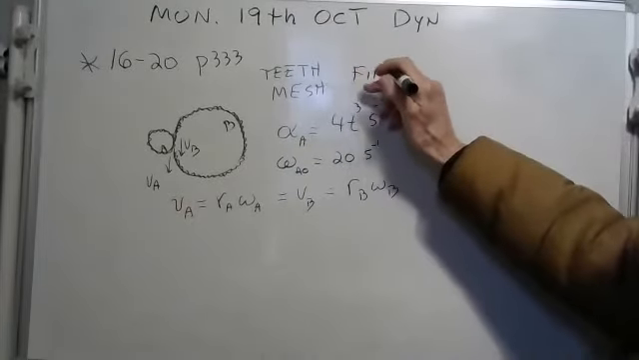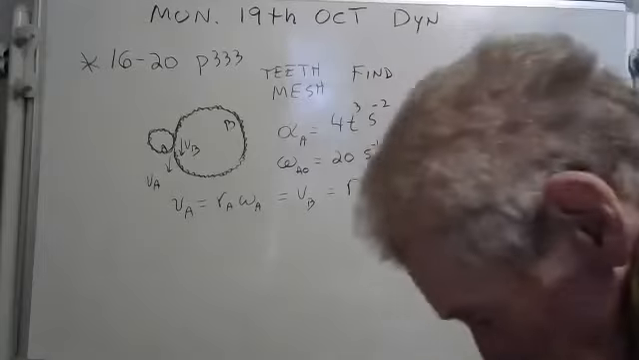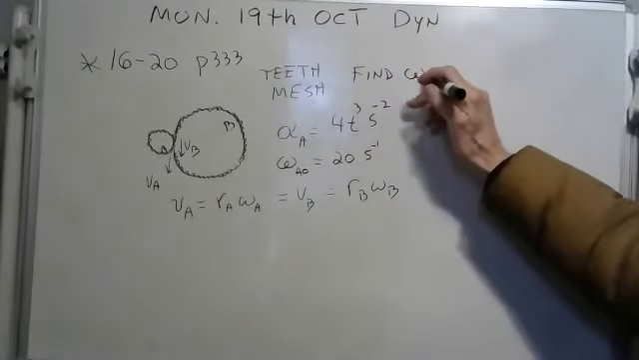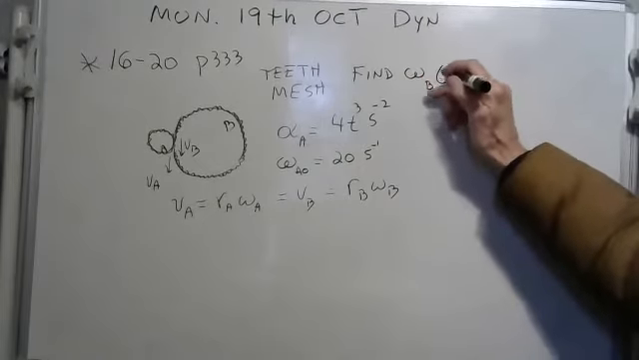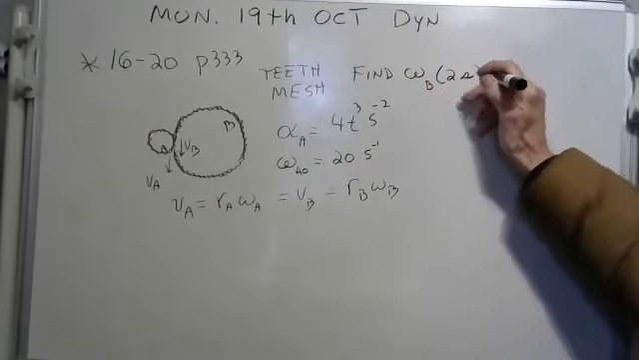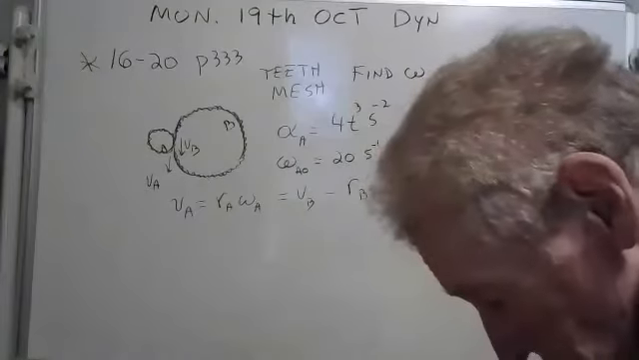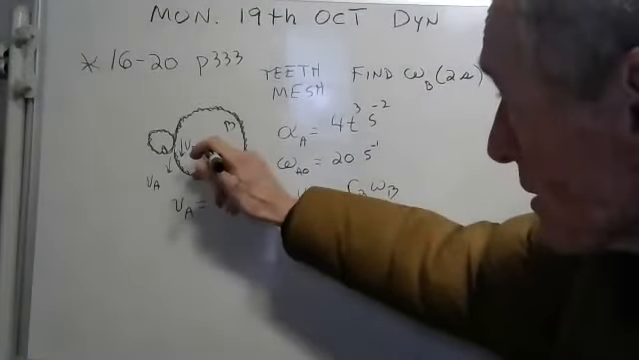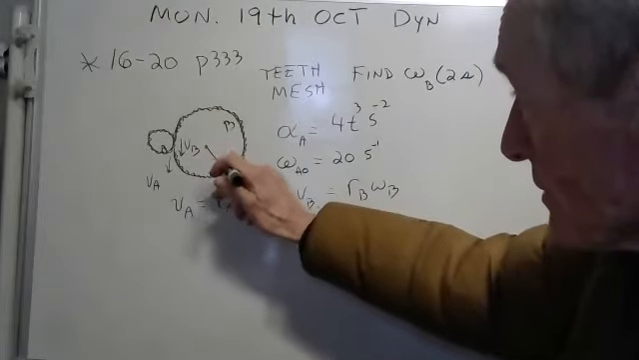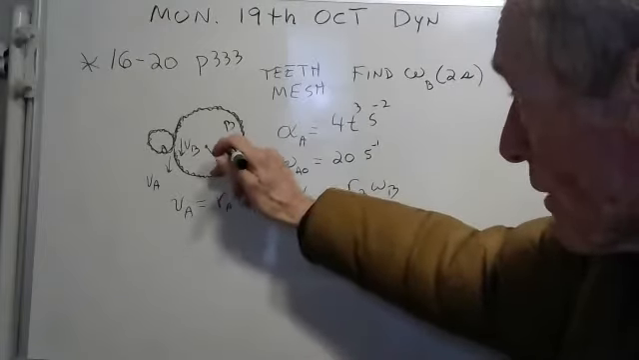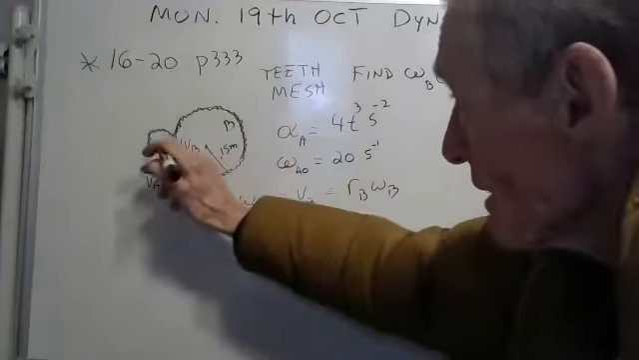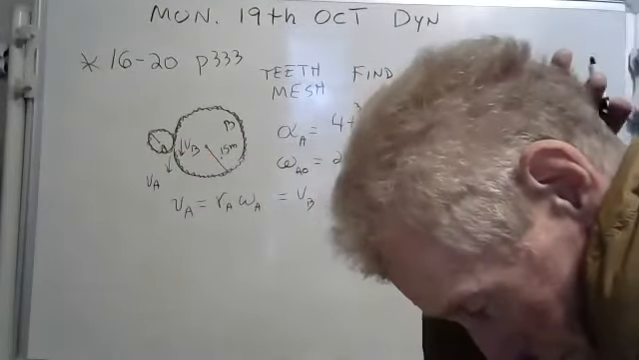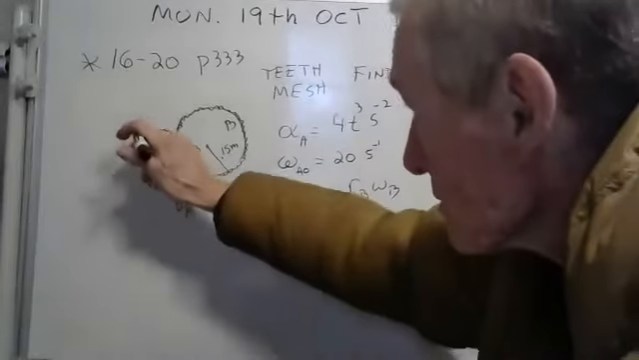They want to know the velocity of gear B. They want us to find the angular velocity of gear B at 2 seconds. That's what they want us to do. Now the radius of B is 0.15 meters, and the radius of A is 0.05 meters.